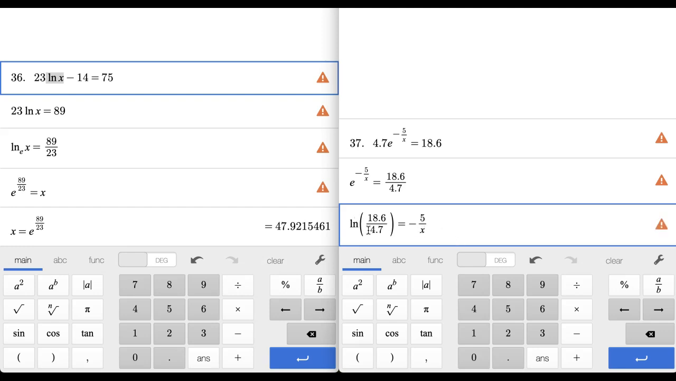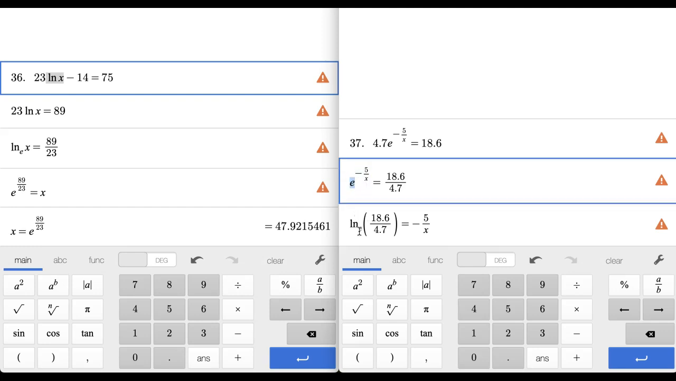Okay, so you can always double check. I think this will help most of you. You actually add in the e for a visual, right? So ln is the same thing as log base e. So I have the bases matched, e and e, and then you can check if we've done it correctly by doing the around the world. e to the power of negative 5 over x is equal to 18.6 over 4.7, which is what the previous step says, right? So we did do it correctly. e to the power of negative 5 over x equals 18.6 over 4.7.